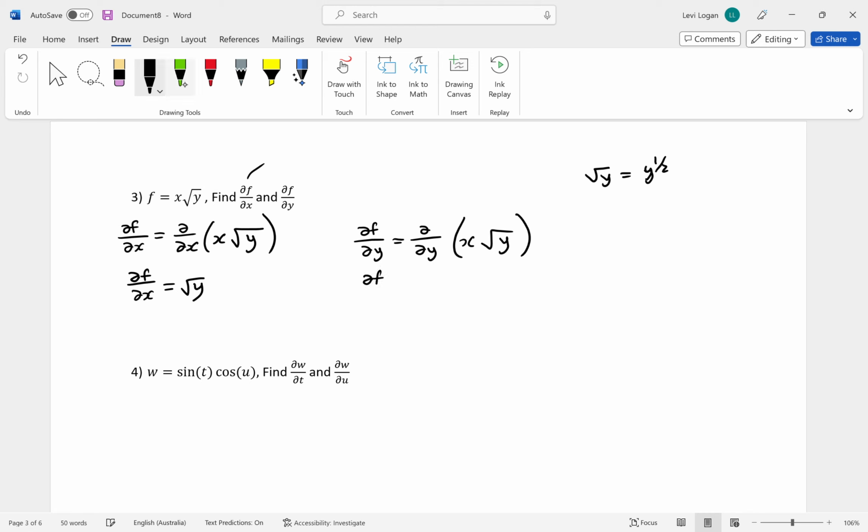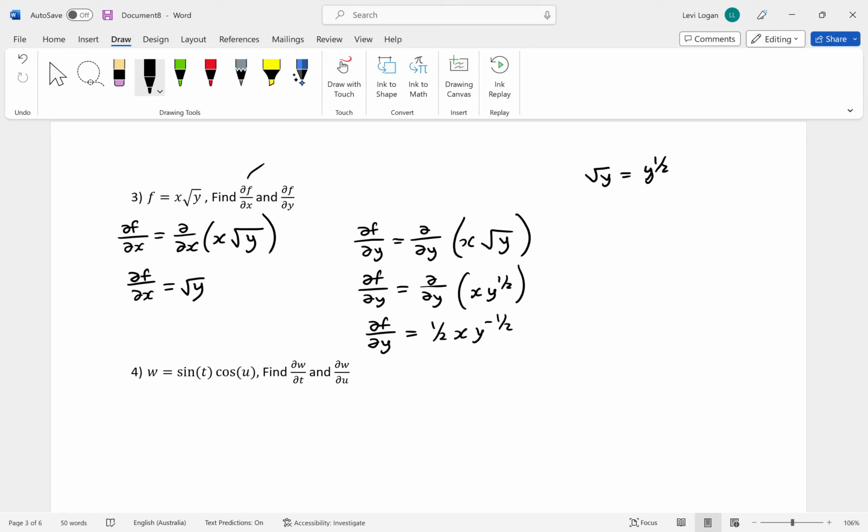The partial derivative of f with respect to y is the same as differentiating x times y to the half. Bring the half down the front and subtract 1 from the power. You're going to have a half x y to the negative half, because a half minus 1 is negative half.